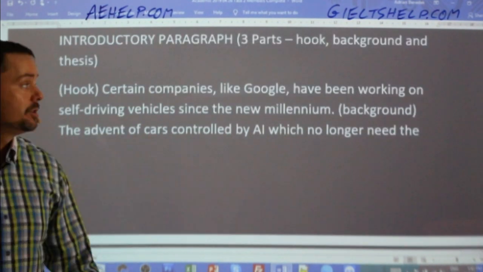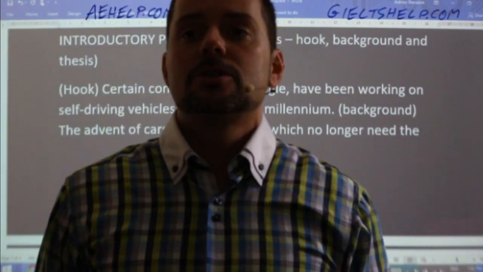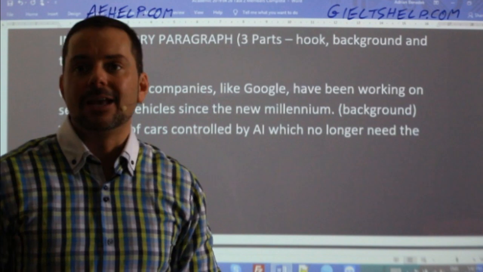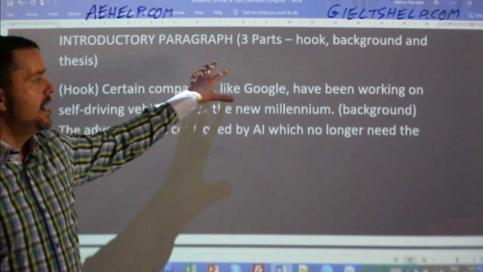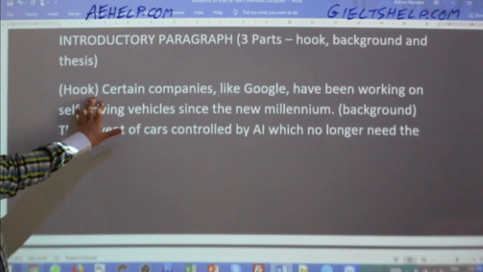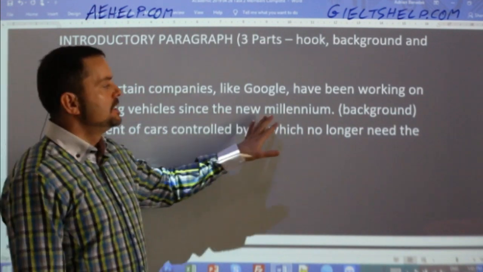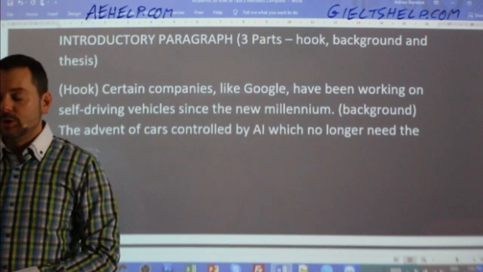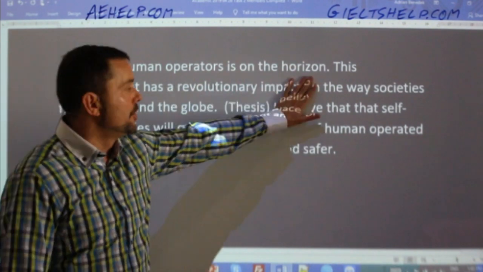So here's our introductory paragraph, and members, start thinking about your topic sentence. So you can start writing your topic sentence. I'm just going to review the introduction right now, okay? So here's our introductory paragraph response for the task 2 question. Starting with our hook, certain companies like Google have been working on self-driving vehicles since the new millennium. The advent of cars controlled by AI, which no longer need control of human operators, is on the horizon.